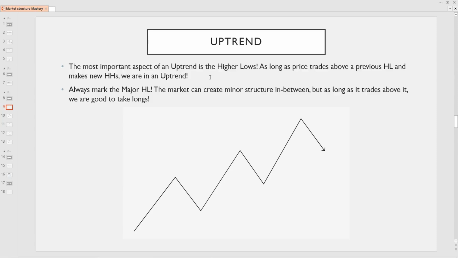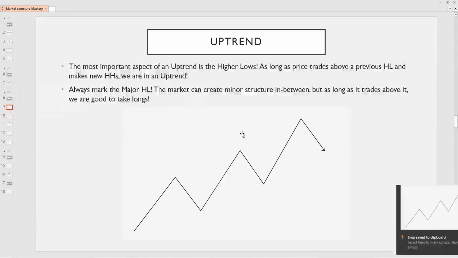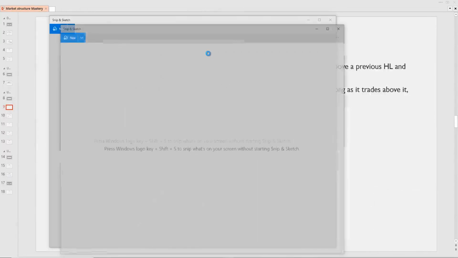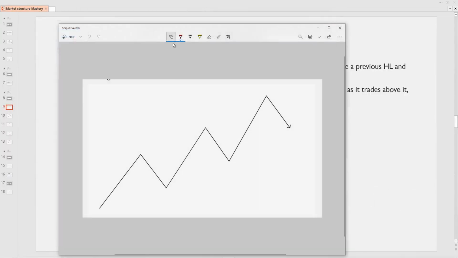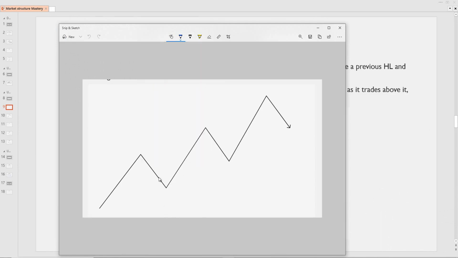And if I just give you a quick example, let me see if I can actually screenshot that little thing right there. Come on. All right, here we go. So again, where is your major structure right now? Let me take blue. Here it is. So this is our major higher low right now.